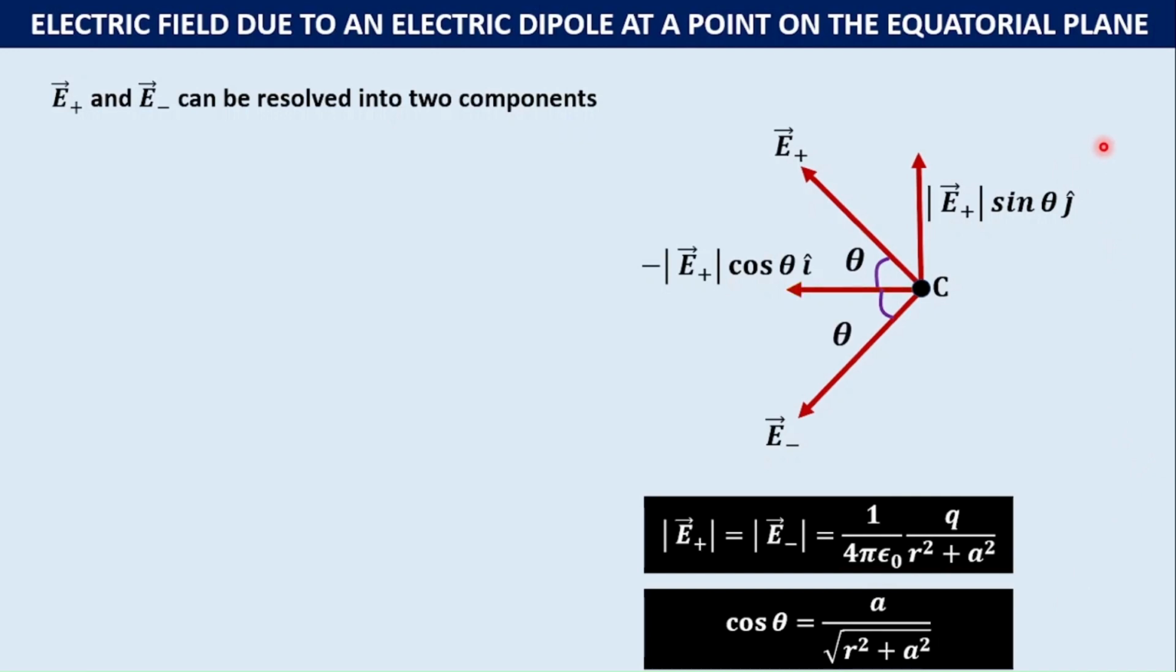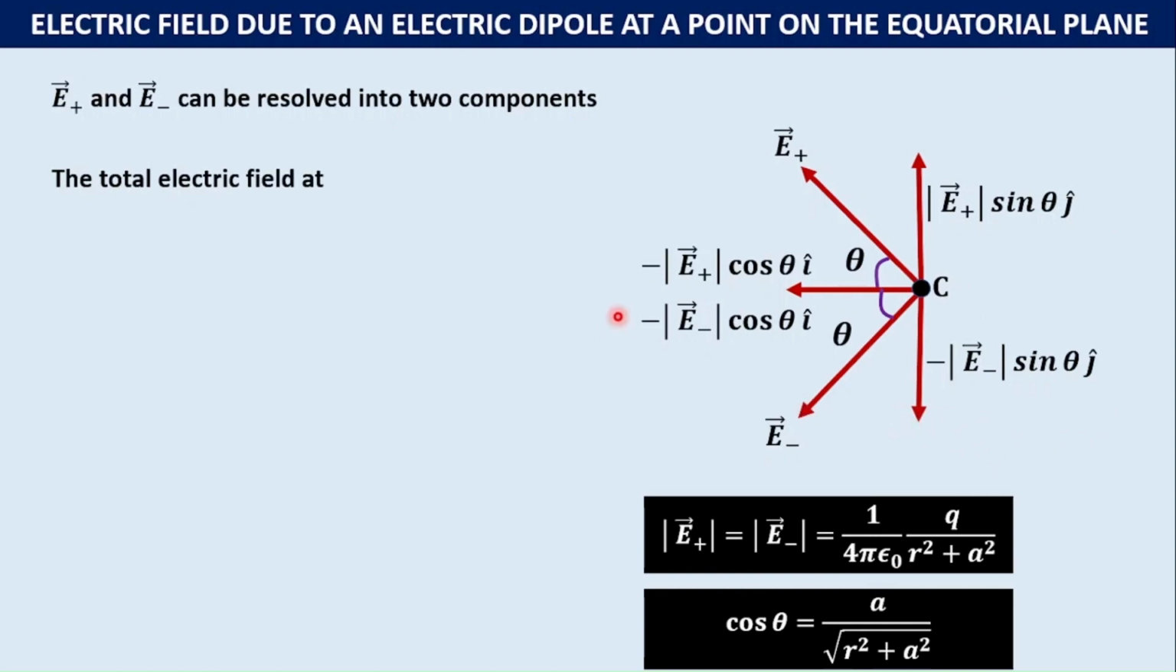One is along the negative x-axis, that is minus modulus of E minus vector cos theta i cap, and vertically downward along the negative y-axis, that is minus modulus of E minus vector sin theta j cap. Now we have to add all these four components to get the total electric field, the resultant electric field at C. When we do the calculation, we know that the up vector and the down vector along the y-axis cancel each other.